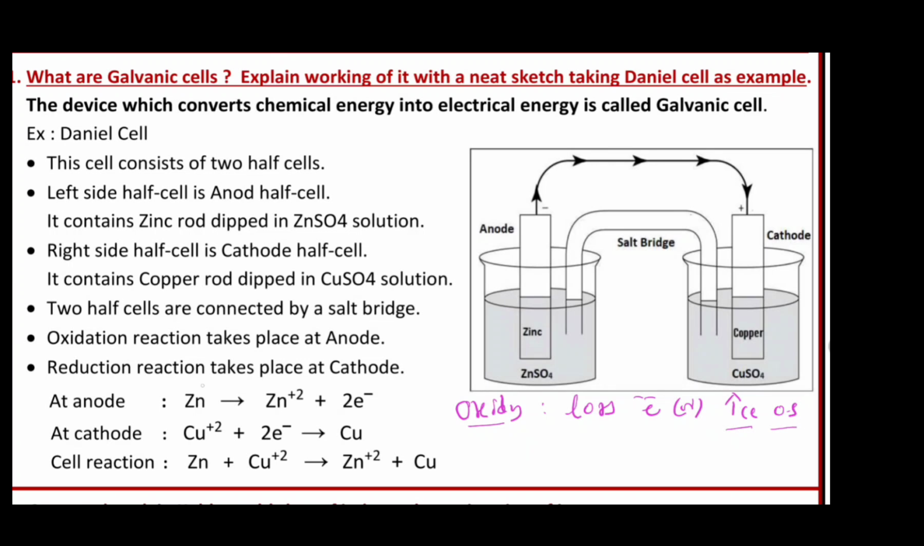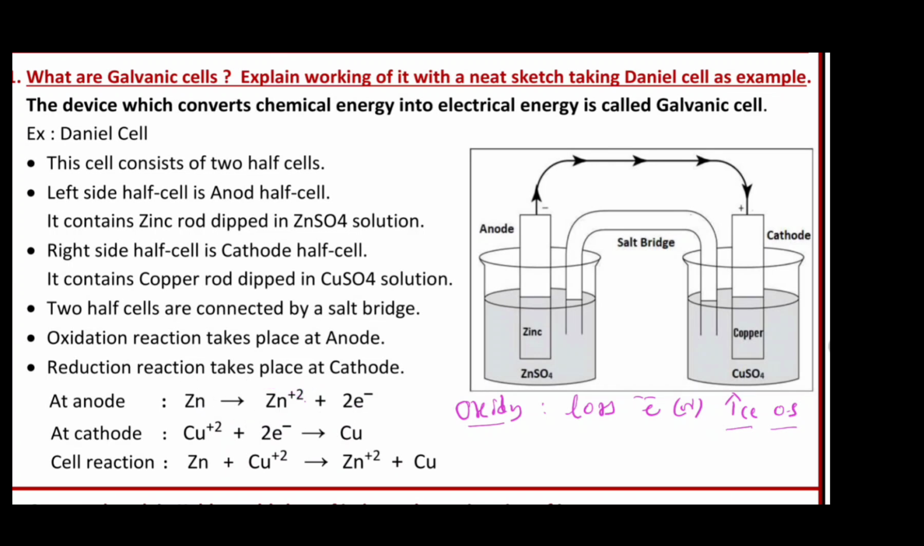Here zinc having oxidation state of 0 because no charge on zinc atom. When it loses 2 electrons, its oxidation state becomes plus 2. That means due to the loss of electrons, oxidation state increases from 0 to plus 2. So this is an example for oxidation reaction.